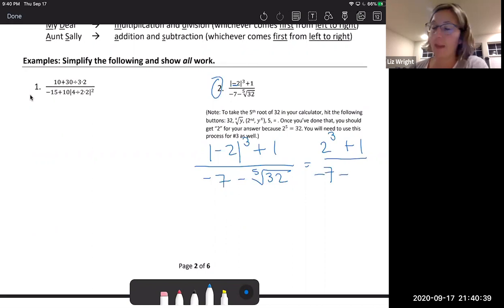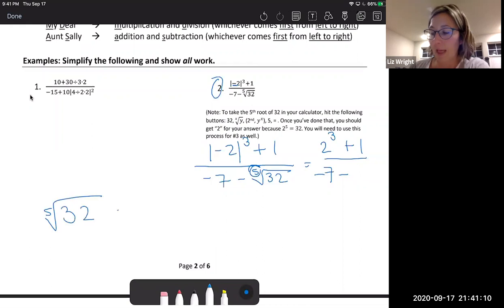I'm going to take the 5th root of 32. And again, in my calculator, I've got a little button that allows me to tell it what this number, that's called the index, is. And so essentially I'm saying, what is the 5th root of 32? I would look for that button on your calculator because you're going to need to know how to do this type of problem later. So you want to find the button on your calculator that allows you to take the 5th root of 32.